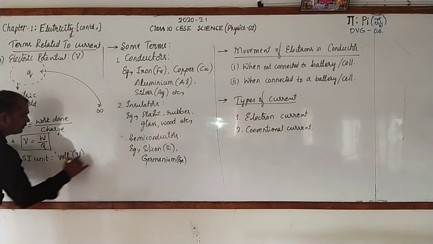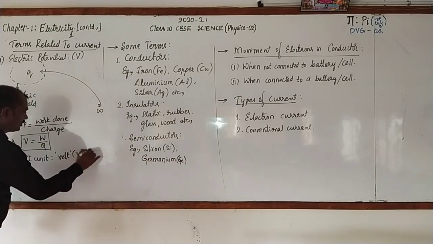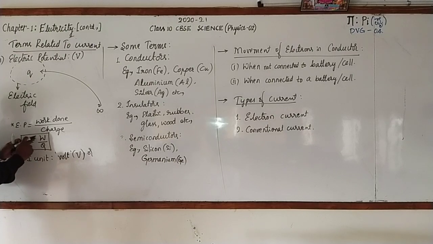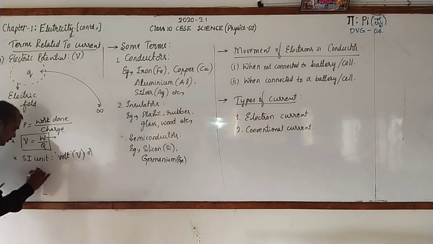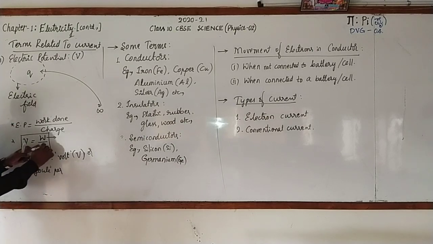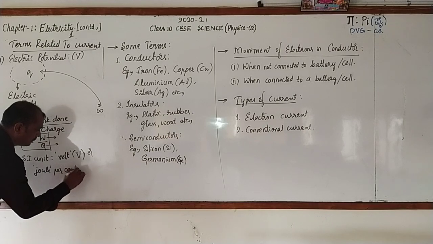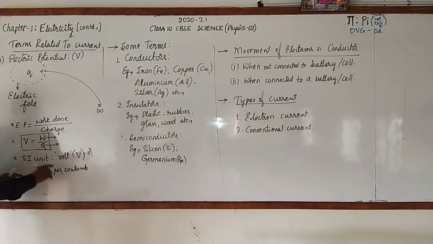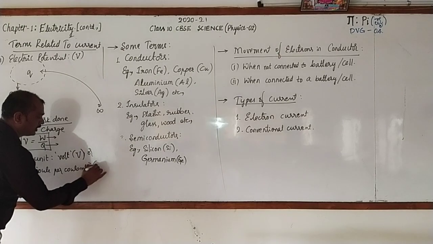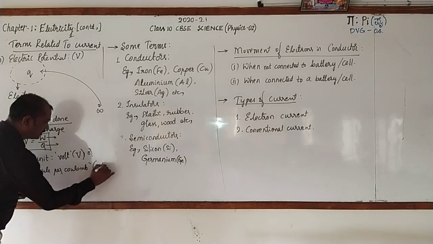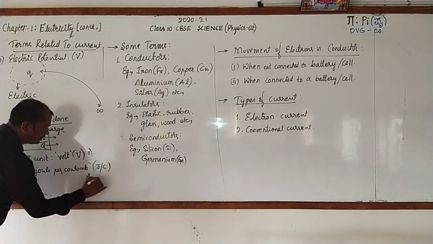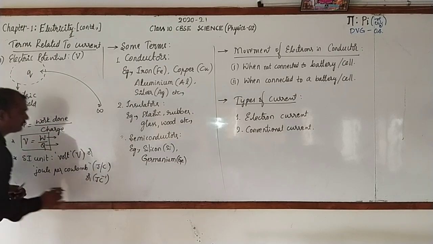Symbolically it can be represented as V. Or you can use the formula to write the actual unit. W is work done, and the unit of work done is joule, per unit of Q, where Q is charge. The unit of charge is coulomb. So it is joule per coulomb, which can also be written as J/C or J C raised to the power minus 1.